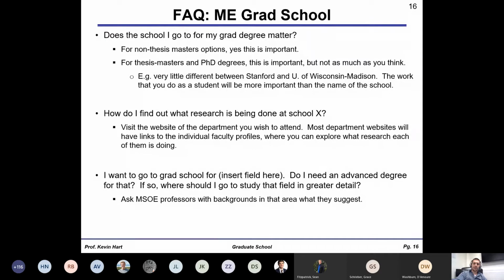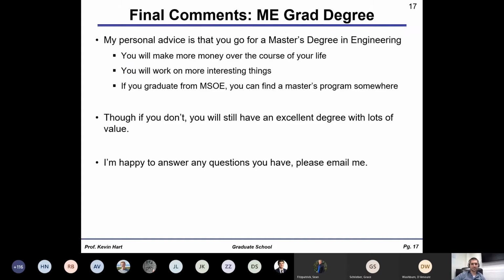If I want to go to grad school for, insert some field here, robotics, material science, physics, etc. Do I need an advanced degree in that? Depends on what you want to do. If so, where should I go to study that field in greater detail? I will tell you, ask around. If you're interested in robotics, go talk to Dr. Farrow. If you're interested in 3D printing, come talk to me. If you're interested in fluids, go talk to Dr. V. The faculty here actually have a lot of experience with this, so ask them questions.